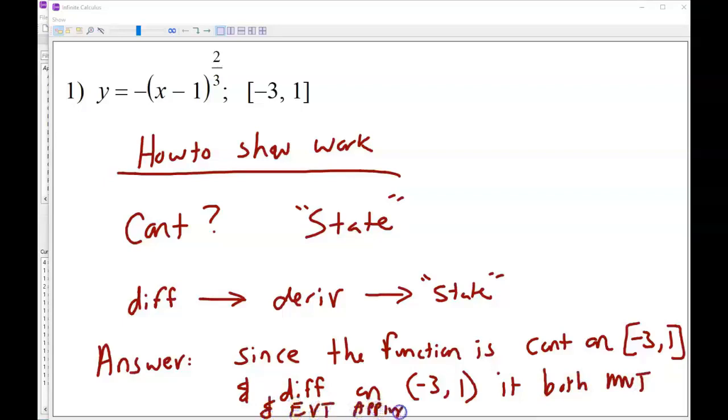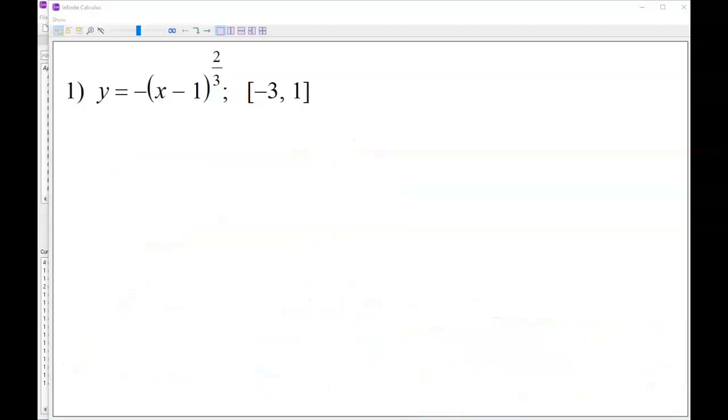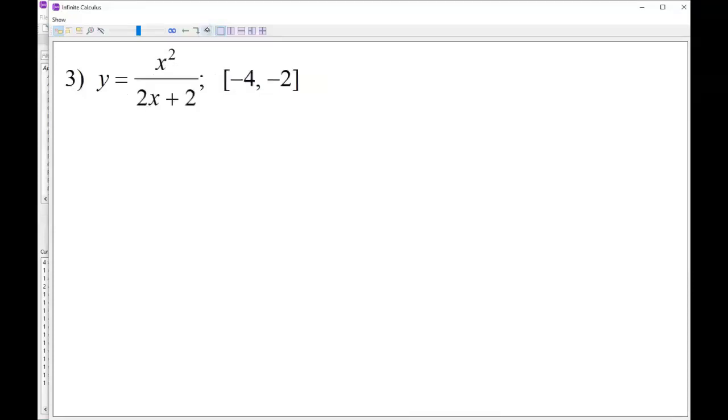Okay, so I would want to see your work for finding the derivative, and then you have your answer basically. Okay, so that's basically it. I'd want to see for sure these two things, the derivative and then this statement on your quiz. All right, let's go ahead and move on to the next one. So for this one, I'm going to go ahead and let you guys do that one on your own, and we'll move on to number 3.